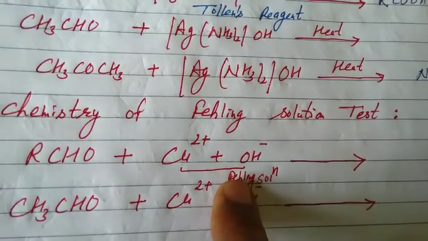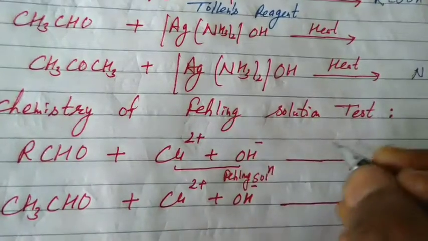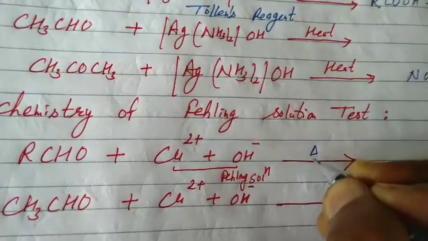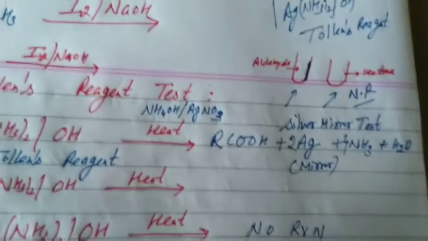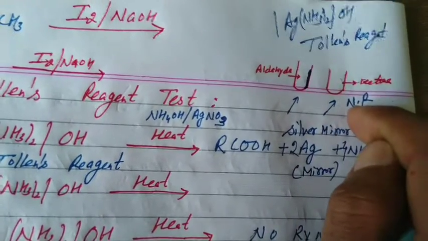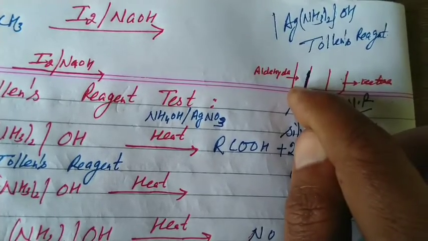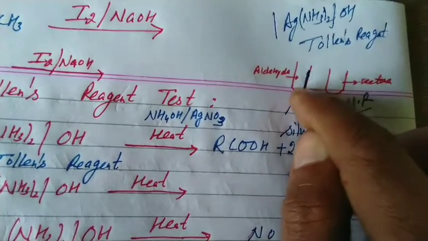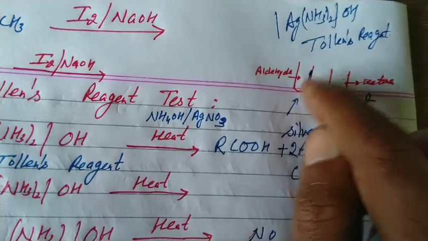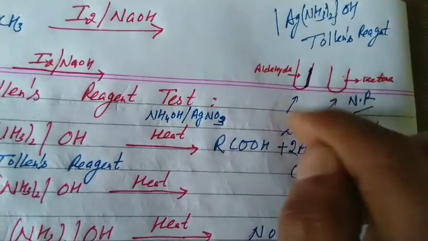Chemistry of Fehling solution: a weak oxidizing agent can oxidize aldehyde to acid upon heating. Again, we have two test tubes, test tube A and test tube B, and we add Fehling solution. If there is no action, it is a ketone. If an orange red precipitate is obtained, it is an aldehyde. An orange red precipitate of cuprous oxide is obtained when we treat a carbonyl compound, that is an aldehyde, with Fehling solution.